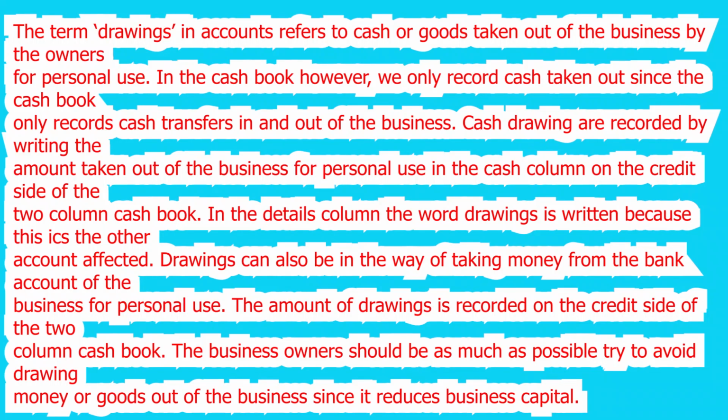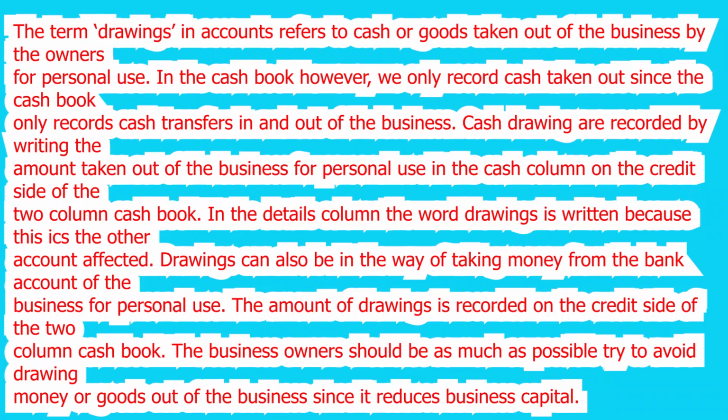In the cash book, however, we only record cash taken out, since the cash book only records cash transfers in and out of the business. Cash drawings are recorded by writing the amount taken out of the business for personal use in the cash column on the credit side of the 2-column cash book. In the details column, the word drawings is written because this is the other account affected.